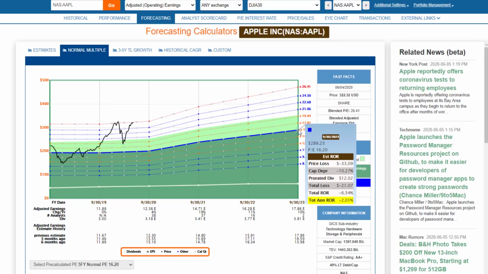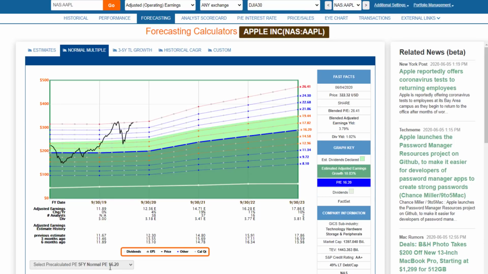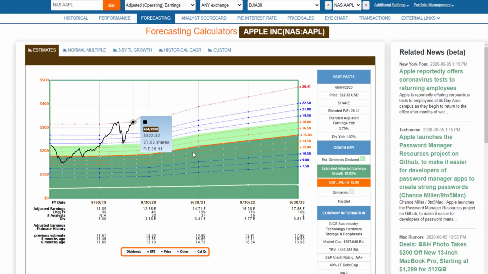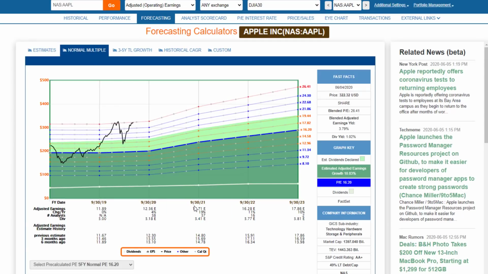Now here, this is defaulting to the 5-year normal PE ratio, which is 16.20. So this blue line is a PE of 16. Going back here, this was a PE of 15. You always got to check this fast facts box to make sure you know what you're looking at when you're using this tool. So now we're simply saying this is a little more generous number, the valuation multiple on there.